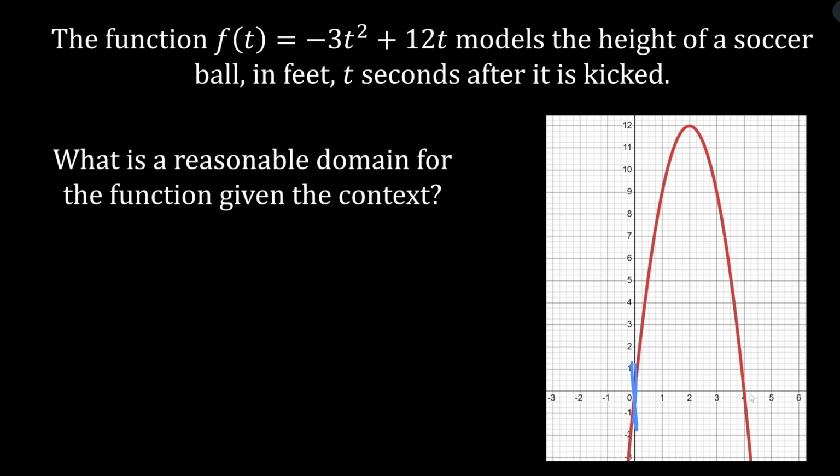And what about here? This is where the ball hits the ground again, right? Goes up, reaches a maximum height, hits the ground. And then it's saying the height goes negative. What would negative height mean? I don't think that makes a lot of sense. So I think probably the most reasonable way to restrict the domain would be to make 0 the smallest input and make 4 the biggest input.